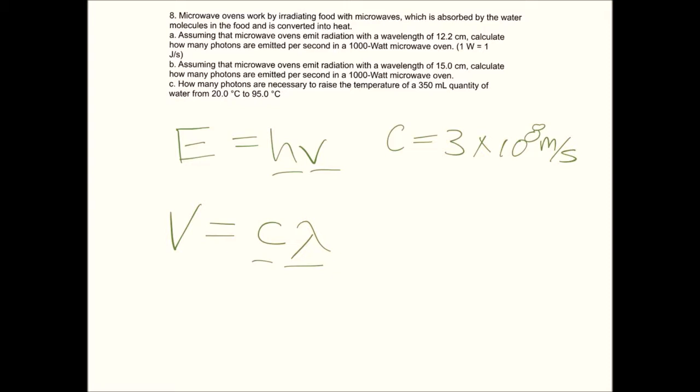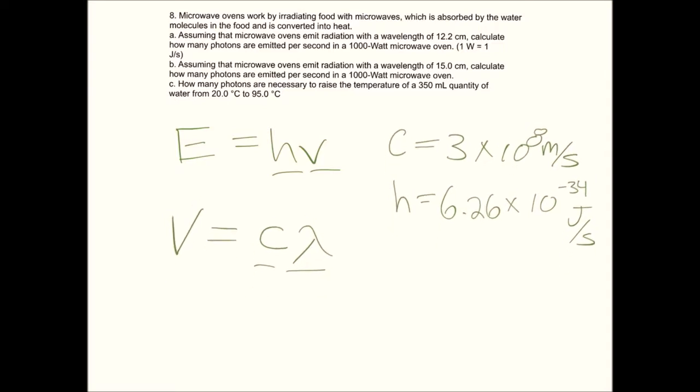And h, which is Planck's constant, is equal to 6.626 times 10 to the negative 34 joule seconds. When we substitute these two equations together, we get our final desired equation, which is E equals hc over lambda. Now we just need to plug in the numbers given in the problem to solve for the energy of one photon.